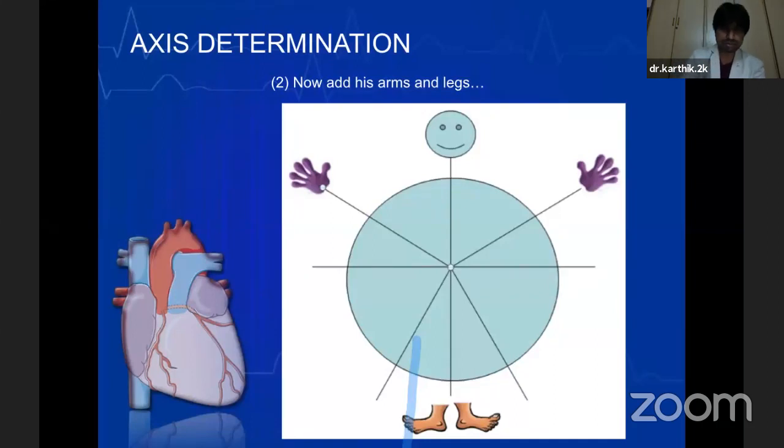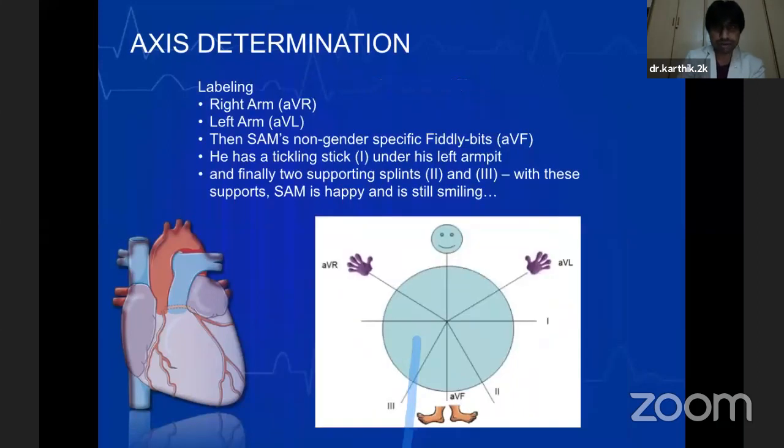So this is basically a diagrammatic representation of what I showed you in the beginning. Having seen this, AVR is the right limb, and the left limb is AVL. This is how we basically place our ECG leads on the body, and that's what we are trying to do here by diagrammatically representing the axis.